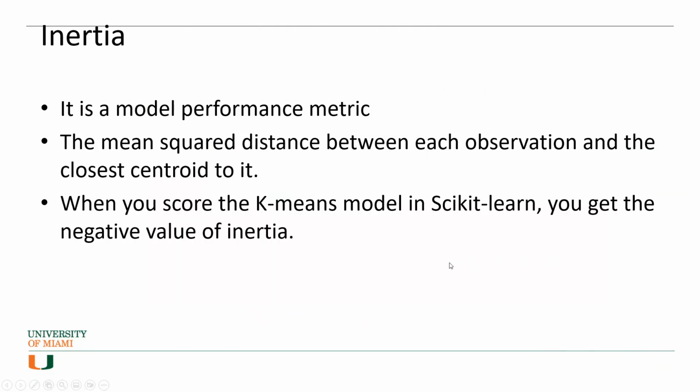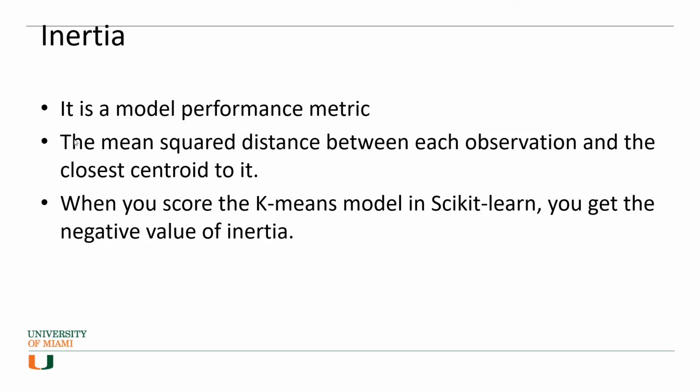Well, one measure to go with is inertia. Inertia is basically a model performance metric that is defined as the mean squared distance between each observation and the closest centroid to it, right? And when we calculate the score of the k-means algorithm in scikit-learn in Python, we get the negative value of inertia. And it's because scikit-learn wants to be consistent with other performance measures so that the larger the score is, the better it is. That's why it's multiplied by a negative.